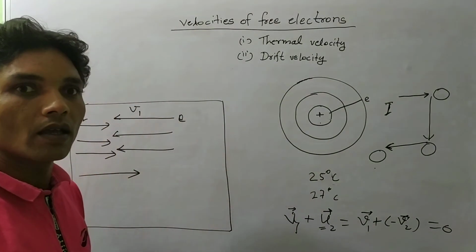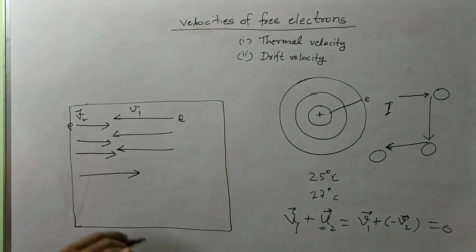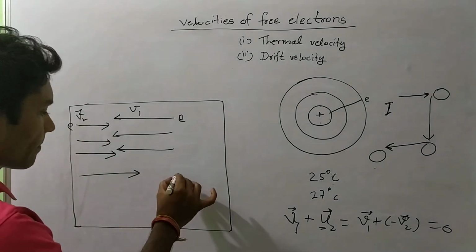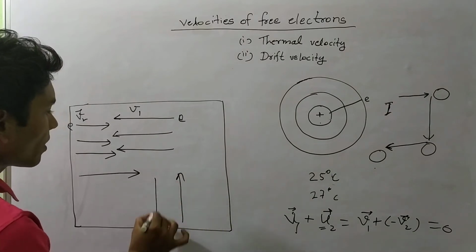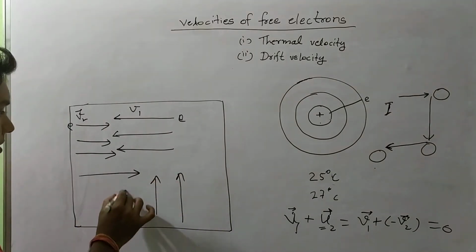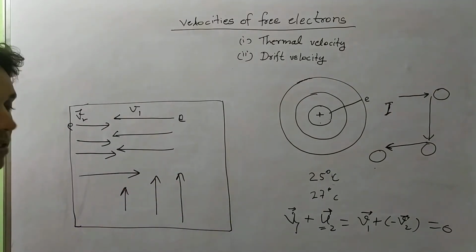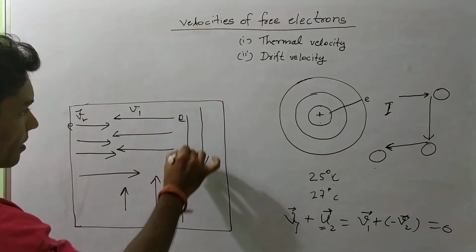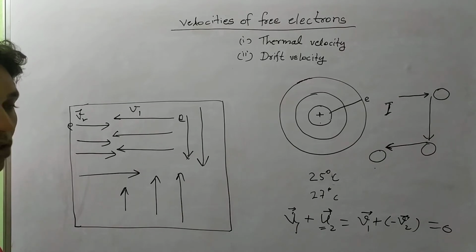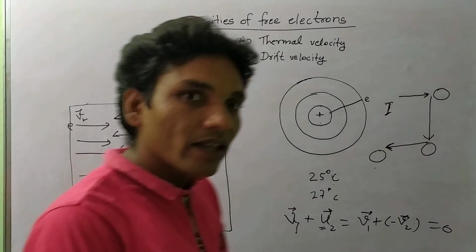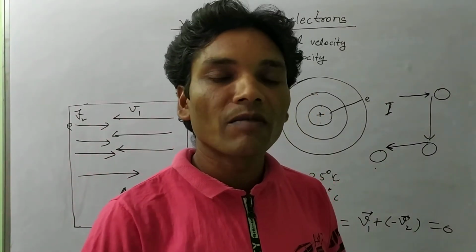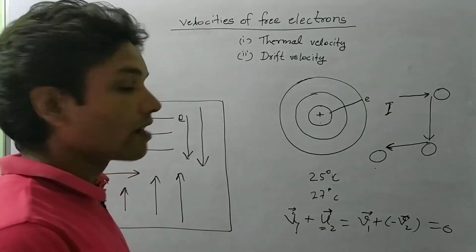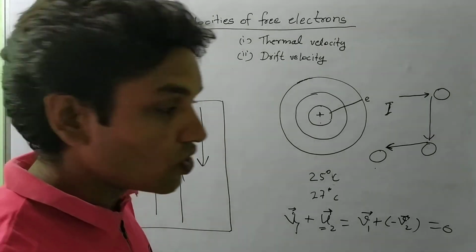Now some of these free electrons of the conductor can move in the upward direction and some electrons can move in the downward direction. So the average thermal velocity of all the free electrons in the conductor will be 0.